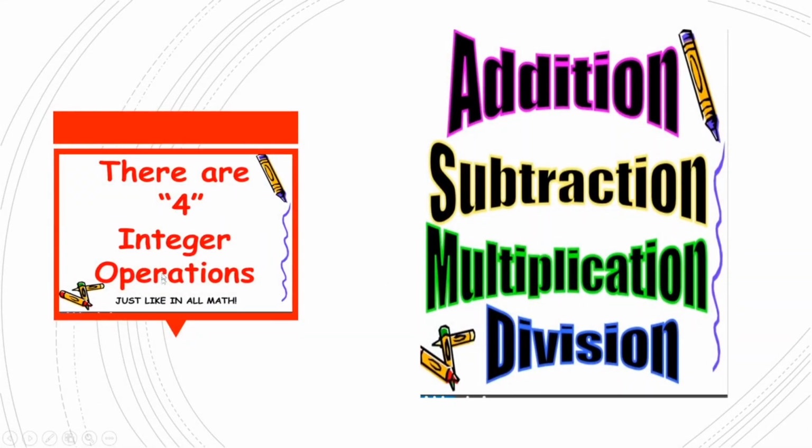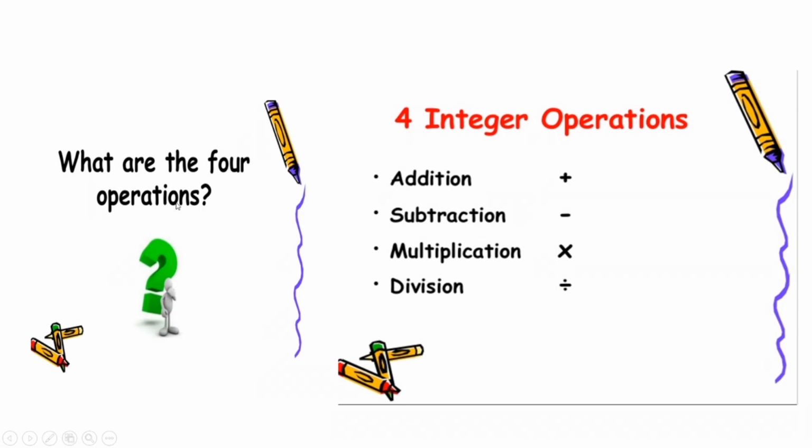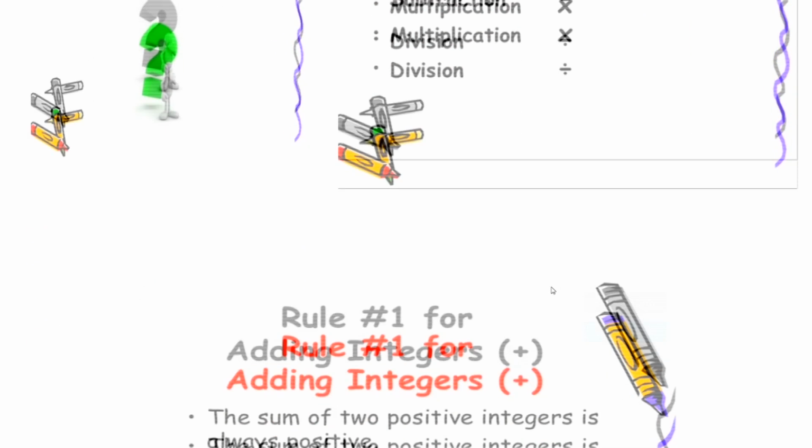There are 4 integer operations just like in all math: addition, subtraction, multiplication and division. What are the 4 operations? The 4 integer operations are addition plus, subtraction minus, multiplication times, division divided by.